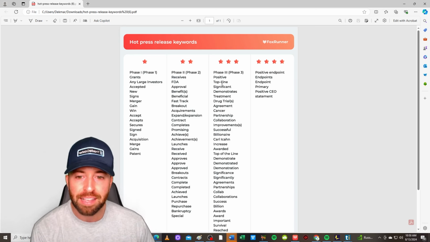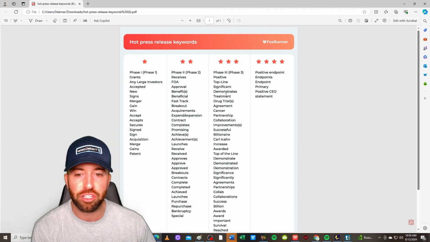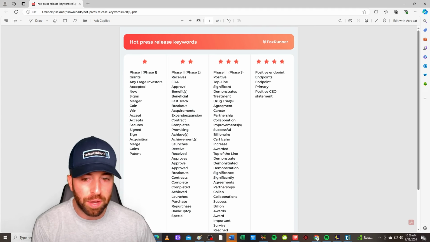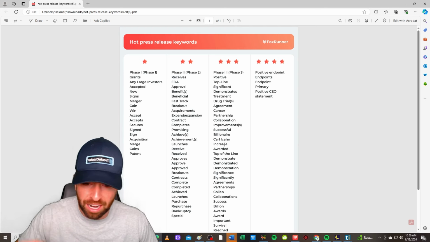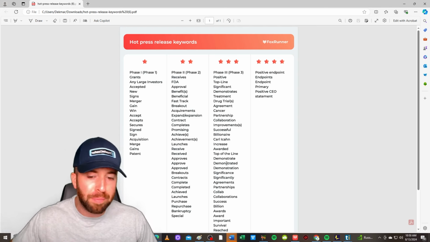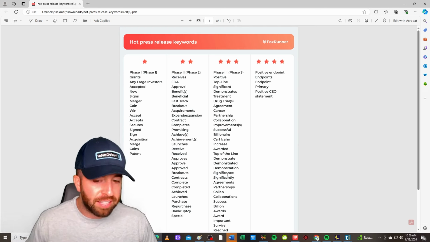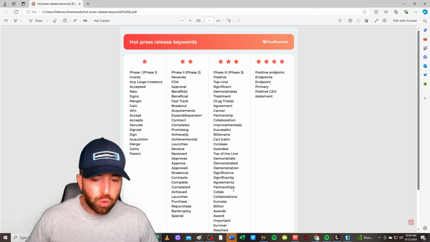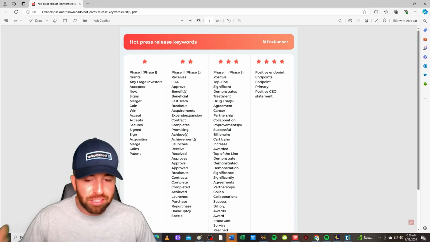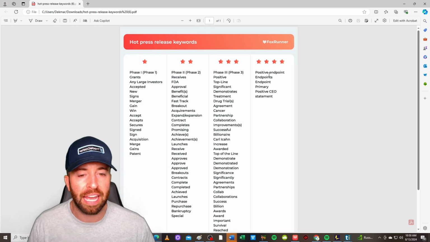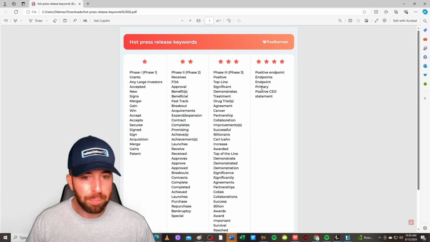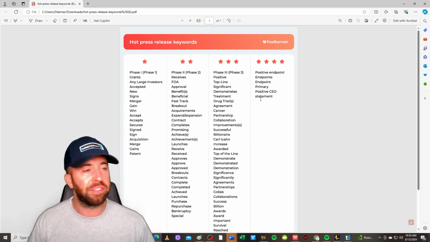Phase 3, positive, top line, significant, demonstrates, treatment, drug trials, agreement, cancer, partnership, collaboration, improvement, successful, billionaire, increase, awarded, demonstration, significantly, agreements, partnerships, collaborations, awards, survival. And then the best ones we can get are reaching endpoints, primary, positive CEO statements.